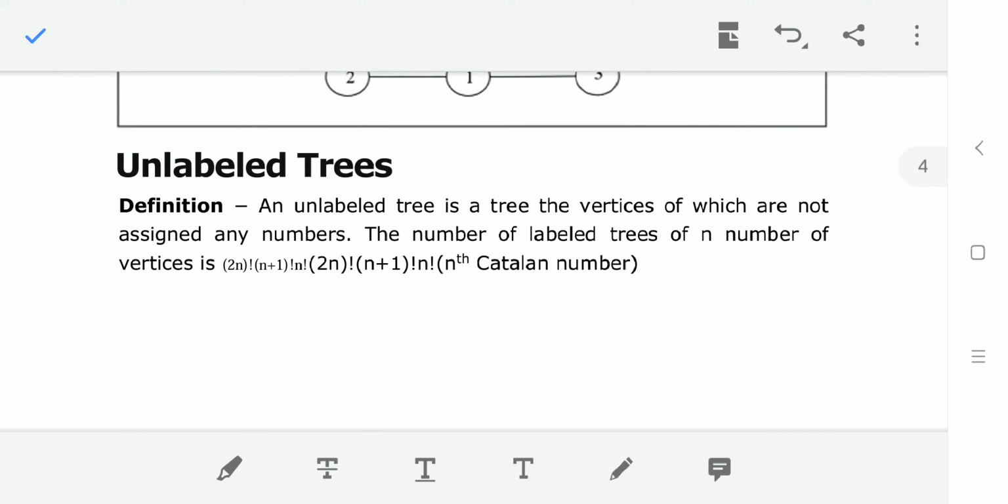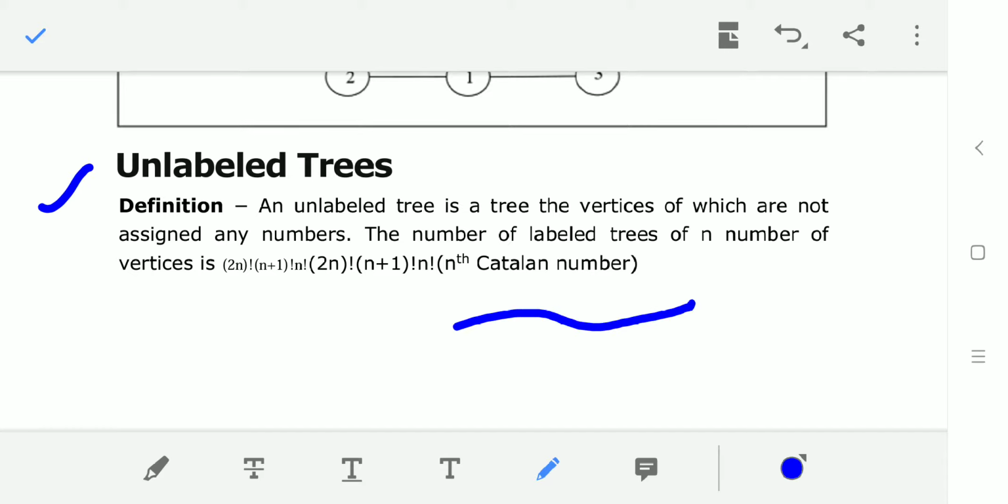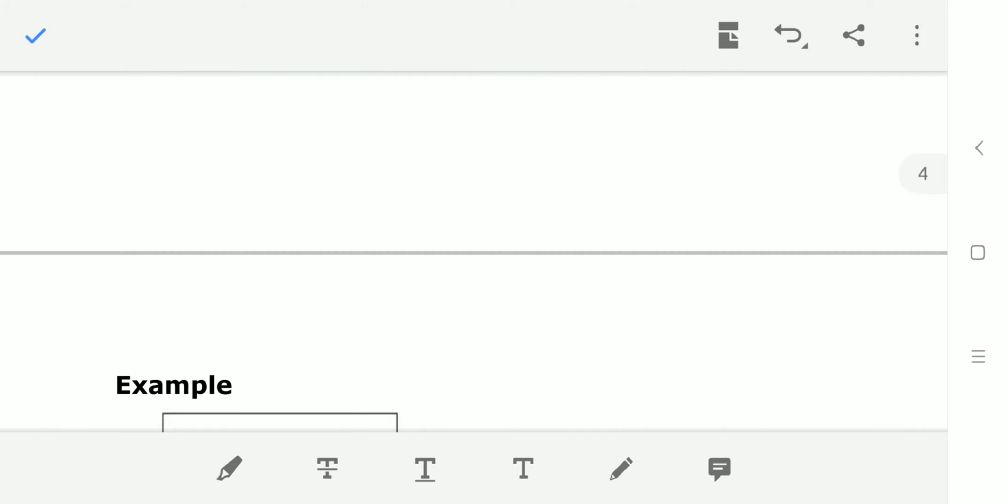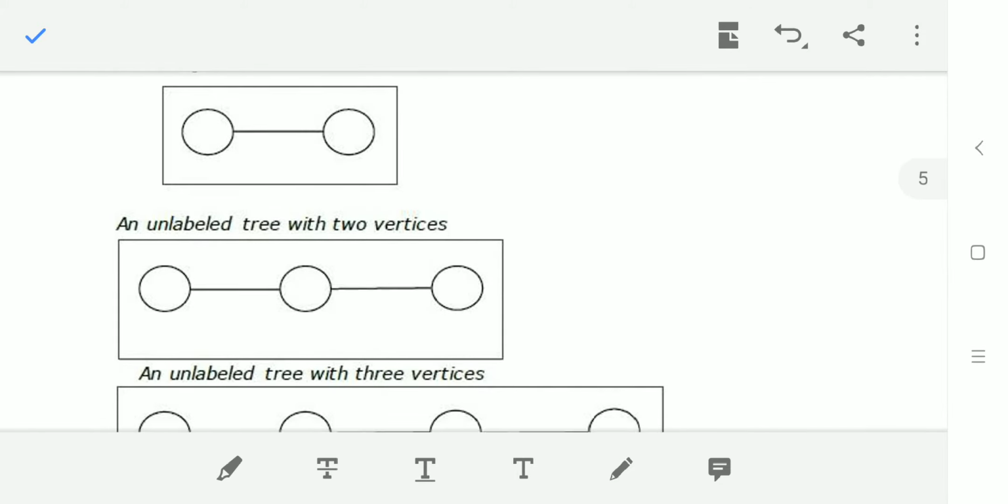Next is unlabeled tree. An unlabeled tree is a tree the vertices of which are not assigned any numbers. The number of unlabeled trees of n number of vertices is 2n choose n, divided by n plus 1, and this type of formula. This is the example.